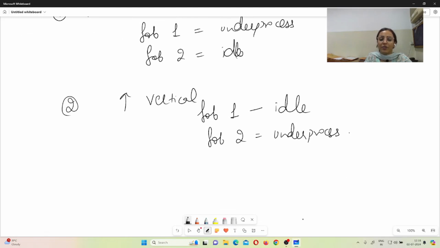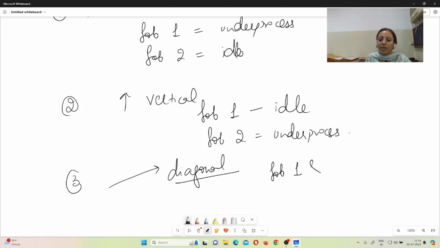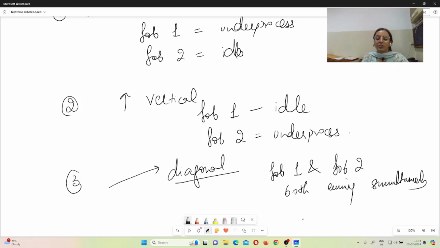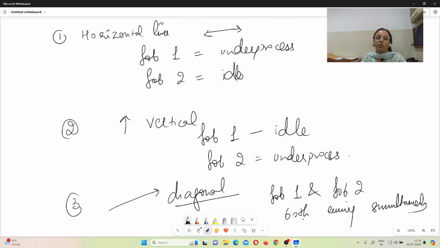And the third category, besides the horizontal line and the vertical line, is a diagonal line. Once you are having a diagonal line, it indicates that job number 1 and job number 2 are both running simultaneously, right? So this is the way you have to remember the three lines, horizontal line, vertical line, and diagonal line, and you have to apply this concept for finding the idle and under process times.